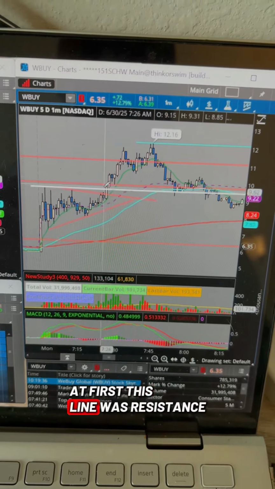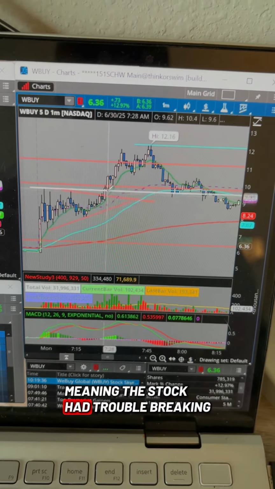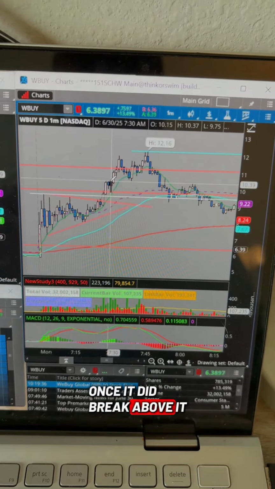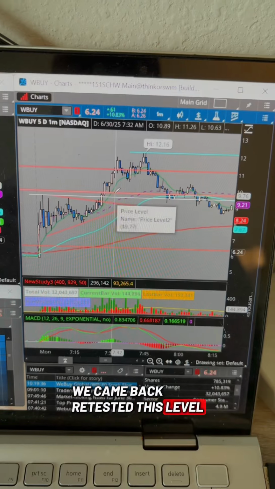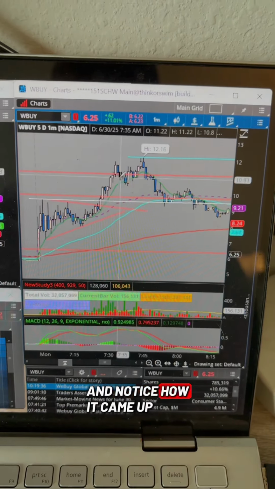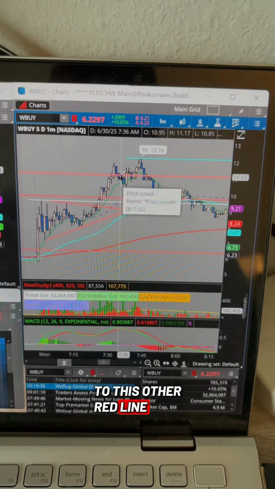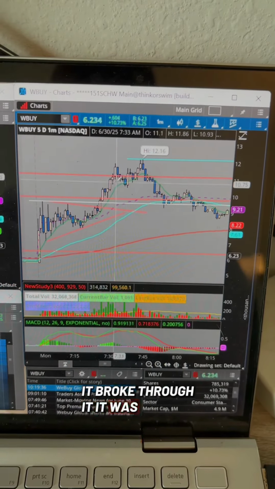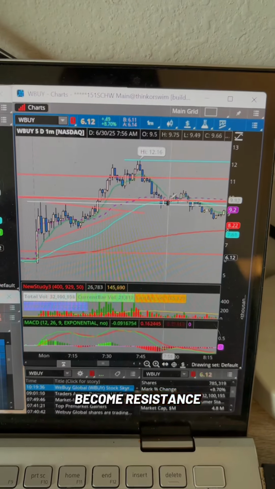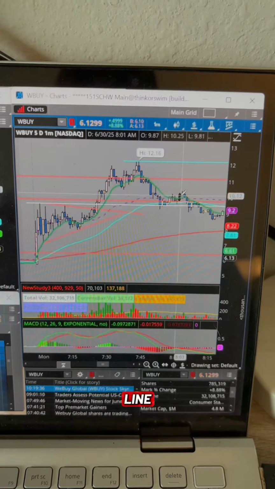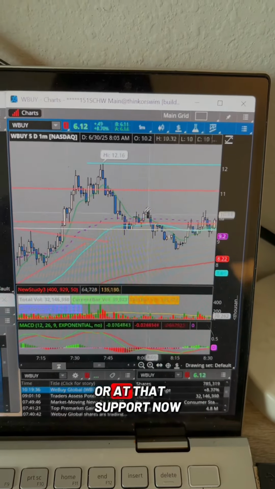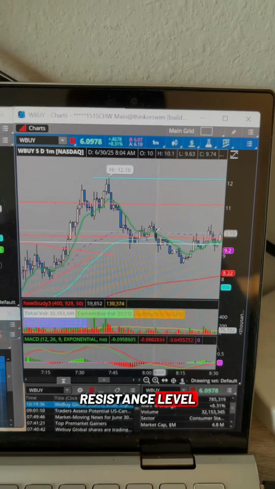it. At first, this line was resistance, meaning the stock had trouble breaking above it, as we can see here. And once it did break above it, we came back, retested this level, it held, meaning that it is now support. And notice how it came up to this other red line, and yes, it broke through it. It was not able to hold it though. And now this red line has become resistance, falling back down to this support line. We broke down below this support line, and now we are trading below or at that support, now resistance level.